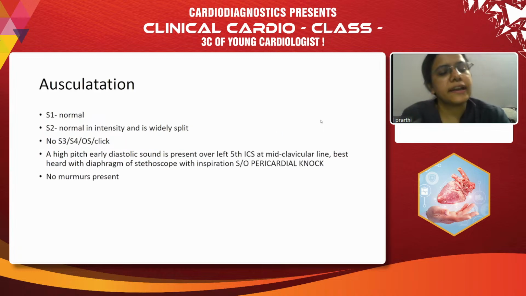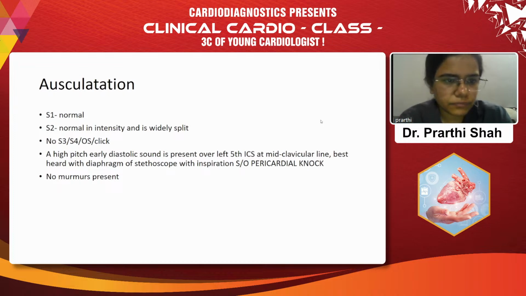On auscultation, S1 is normal, S2 is normal in intensity and is widely split. There is no S3, S4, opening snap or click. A high pitched early diastolic sound is present over the left intercostal space at the mid clavicular line, best heard with the diaphragm of the stethoscope with inspiration, suggestive of pericardial knock. No other murmurs are present.